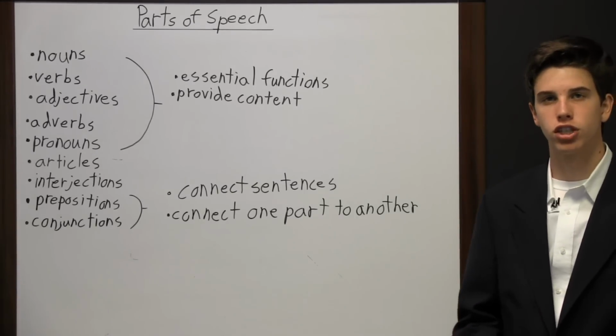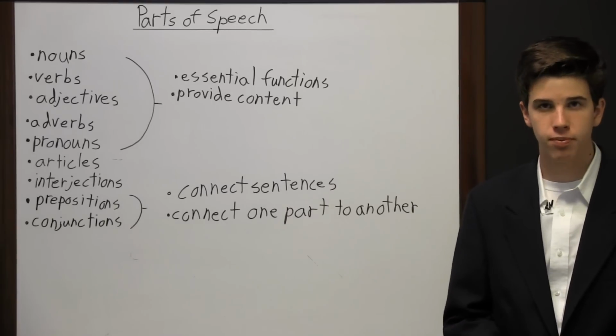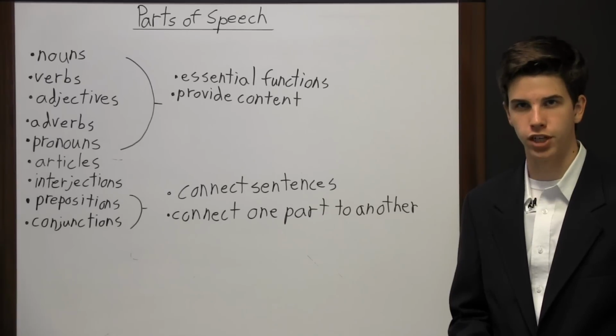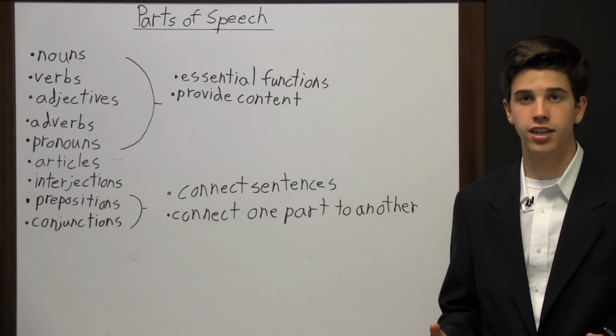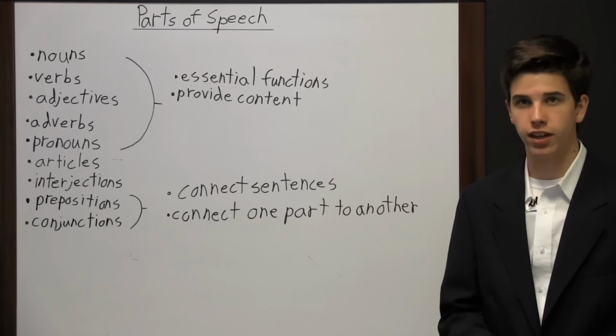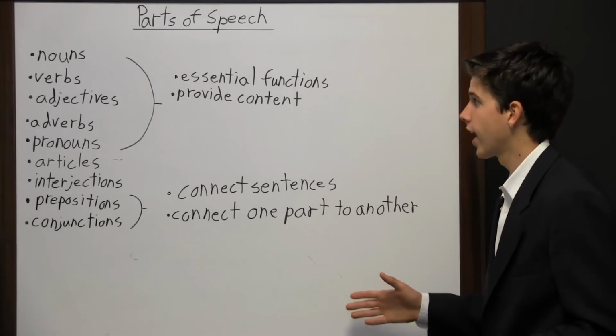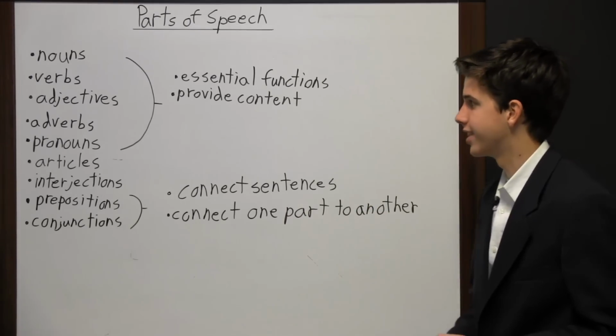Now, some words function only as one part of speech. However, many words can function as two or more parts of speech. Just depending on the context of the sentence, a word will be either one part of speech or another part of speech. And so that's a look at the different parts of speech in a sentence.